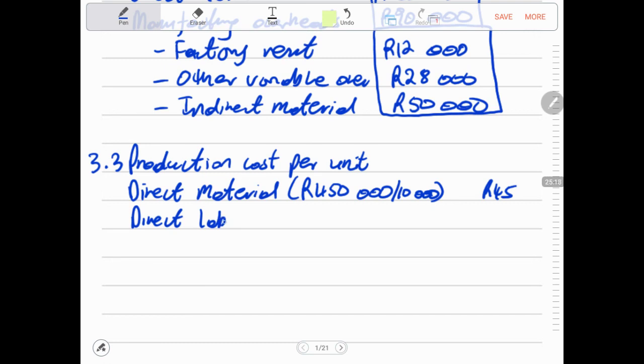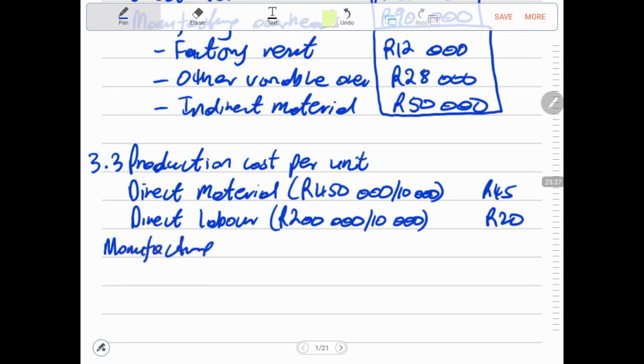For our direct labor, we are looking for the cost of labor per unit, but we are given the total of 200,000 rands. Therefore, now we divide this by 10,000. Then after we get to the 20 rand, then we come to manufacturing overheads.